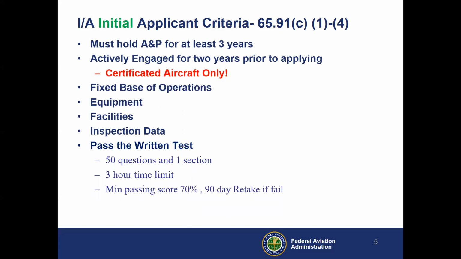You have to have a fixed base of operations. You have to have the equipment, the facilities, and the inspection data. And then you will need to pass the written test, which is 50 questions. There's a 3-hour limit, and the minimum passing score is 70%. And you have to wait 90 days to retake that test if you fail.